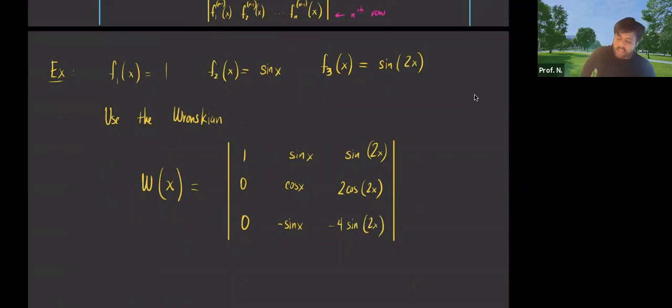The Wronskian sounds like a dance move. Yeah, well, do the Wronskian, why don't you?